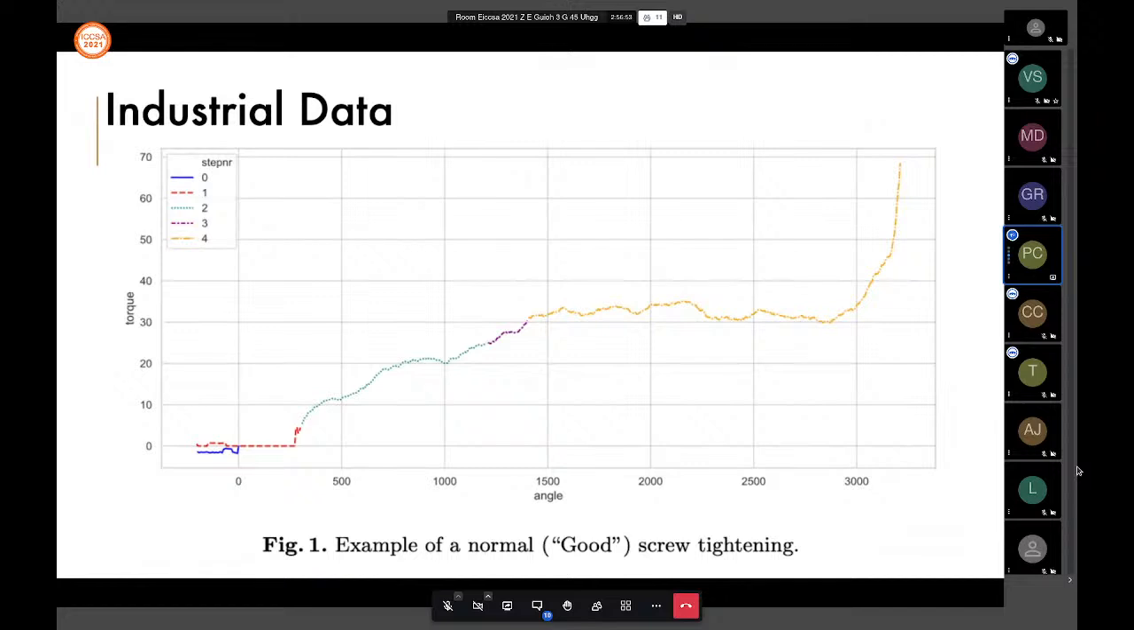One interesting property is that the angle can be seen in almost all cases as a time variable, because every time the angle increases, this means that the fastening is evolving further. So that's why the simple approach that we are using actually works.